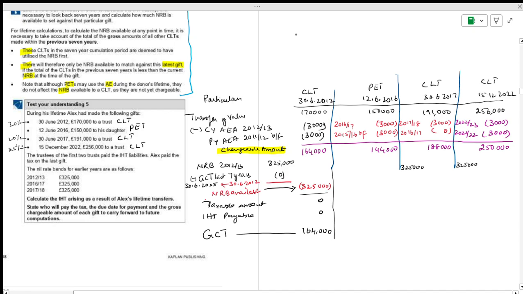Potential exempt transfer, we don't have anything as such. Fine. We don't do anything. Okay? Straight away, how much the gross chargeable transfer? The gross chargeable transfer is how much? Gross chargeable transfer is 144.